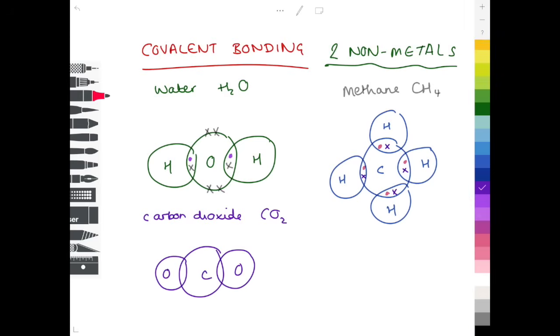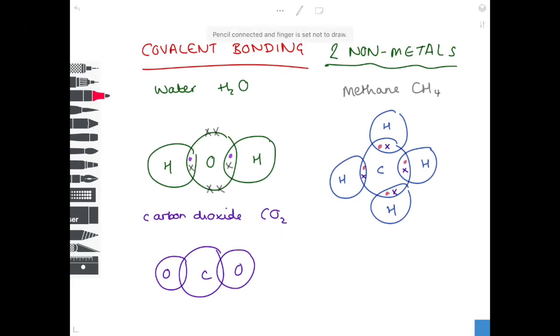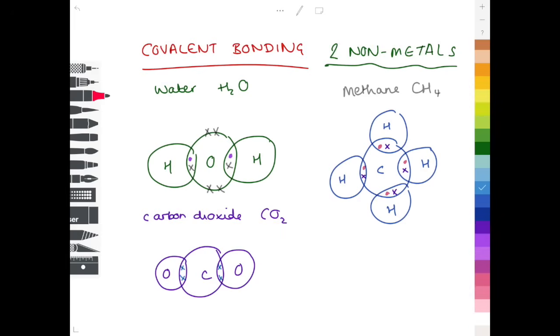Remember with this one that it has double covalent bonds, and that will really help you with your answer. So carbon has 4 electrons in its outer shell, but I'm drawing it like that because I know it's a double covalent bond. Oxygen has 6.